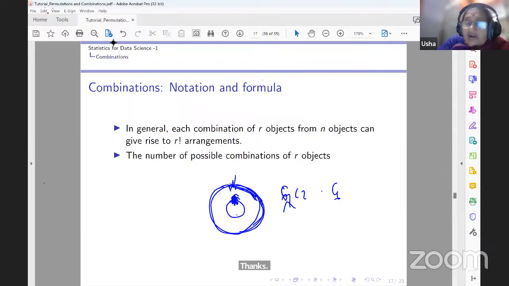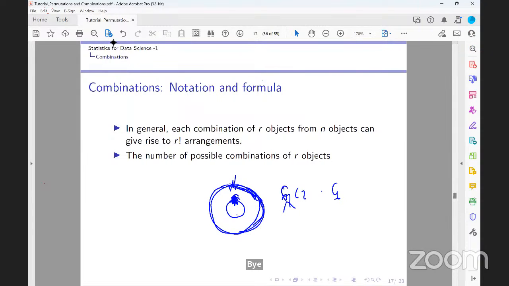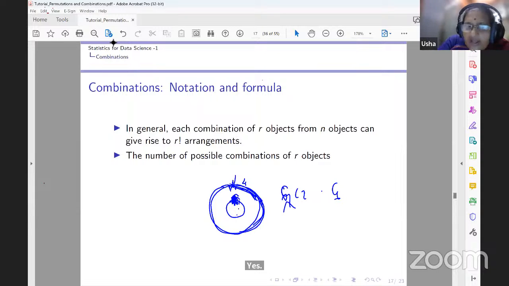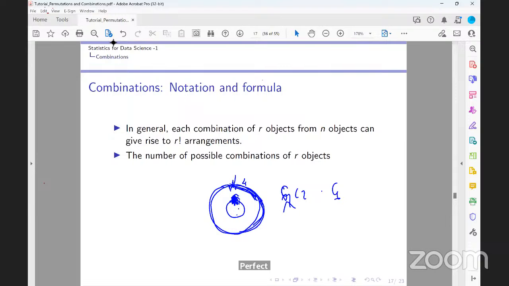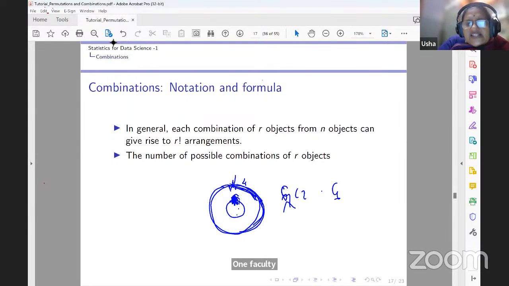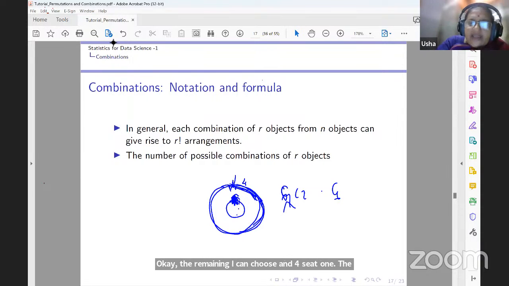And how many ways can I arrange those 5 people? 5 minus 1 factorial, 4 factorial ways, right? Now then you go and see how many ways I can choose 2 people here. 6C2 ways. We have not come to a combination, but 6C2 ways. How many ways can I arrange these 2 people here? It is only one way. The remaining 4 I can put in 3 factorial ways.